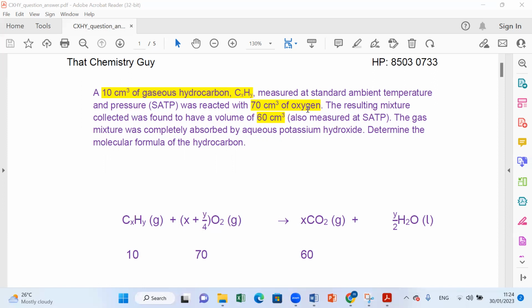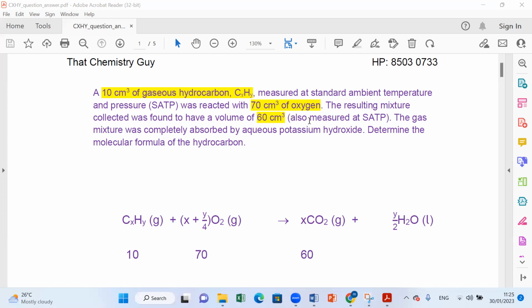This is measured at a certain temperature, SATP. So 10 cm cube was reacted with 70 cm cube of oxygen. However, this question is not very clear. I believe that the 10 cm cube is fully reacted in this case. If not, the question cannot be solved. So the 10 cm cube of hydrocarbon fully reacted with 70 cm cube of oxygen. Take note that the oxygen in this case fully reacted also. So there's no remaining oxygen.